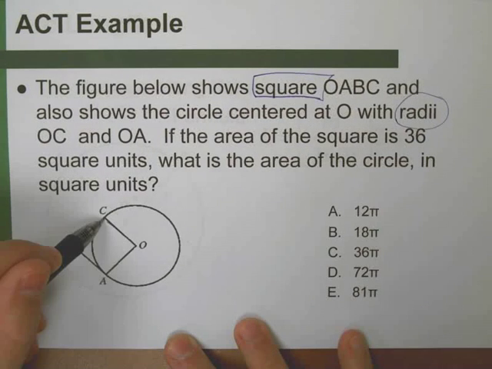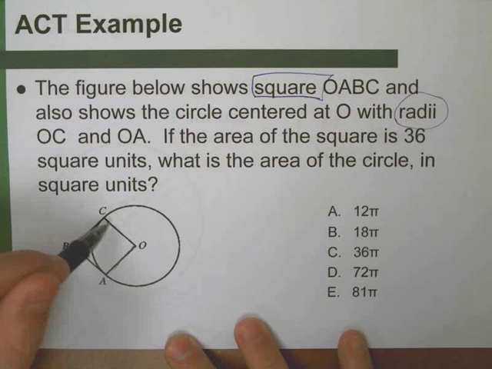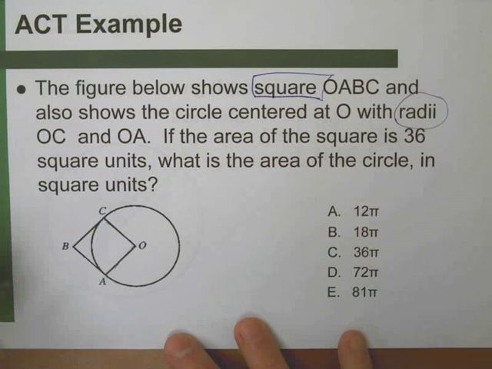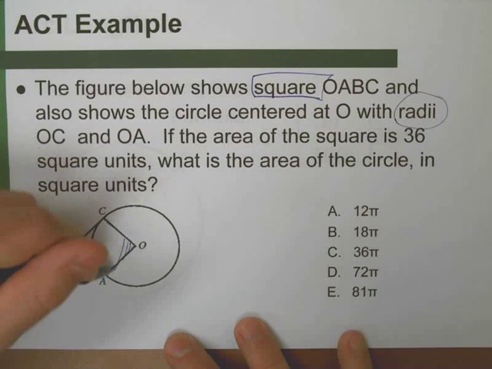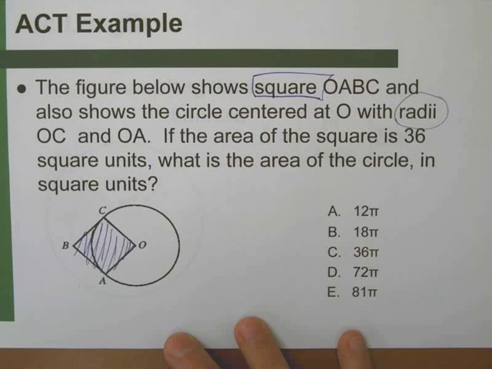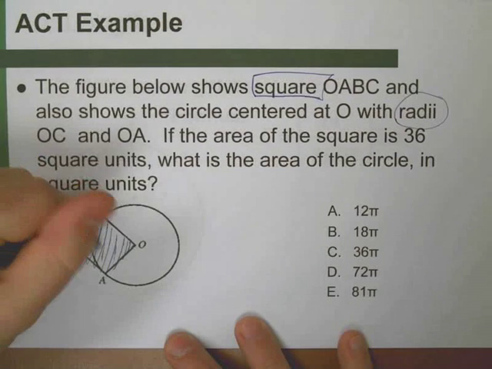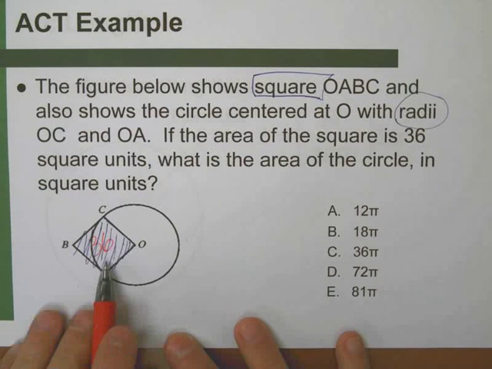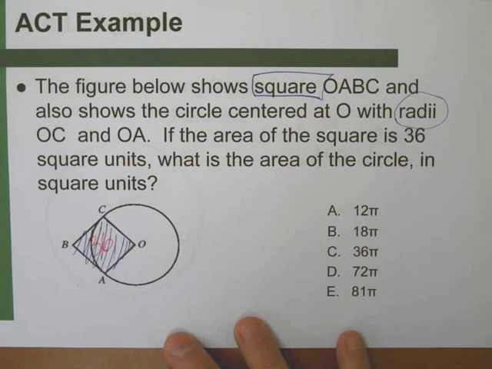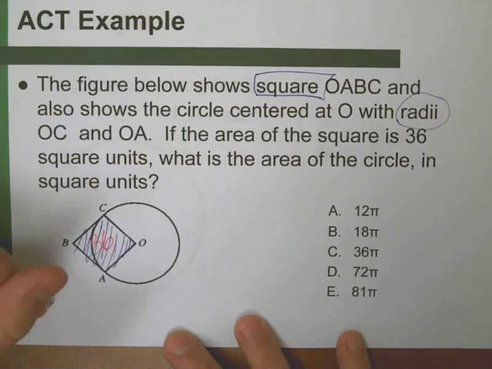Plural of radius is radii. So in other words, both of these are the radius of the circle. It goes from the center to a point on the circle. If the area of this square in here, that would be this shaded area that I just did, is 36 square units, then what's the area of the circle in square units? So if the area of the box is 36, what's the area of the circle?